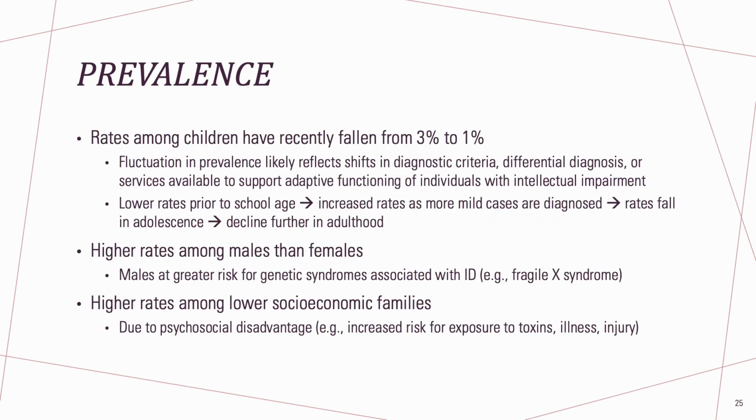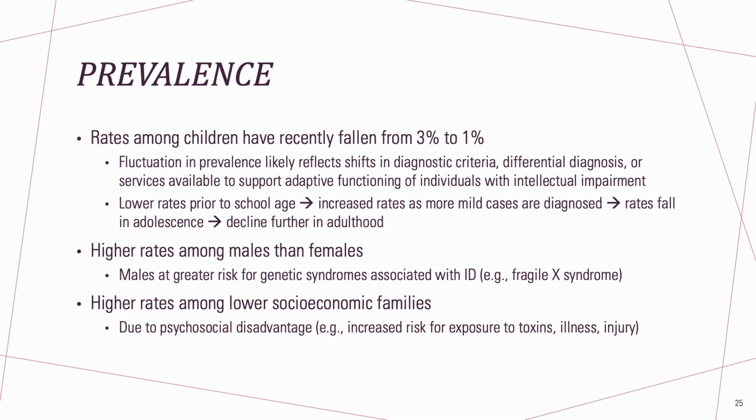Okay, so moving now on to prevalence. We know that the rates among children have recently fallen from 3% to 1%. So in general, we already see pretty low prevalence rates, but it seems that recently it's been dropping. And this fluctuation in prevalence likely reflects shifts in diagnostic criteria for intellectual disorders, differential diagnosis, or there being services available to support adaptive functioning of individuals with intellectual impairment.